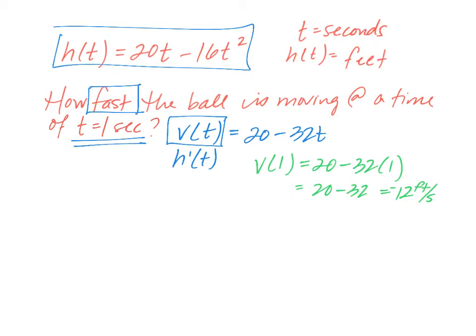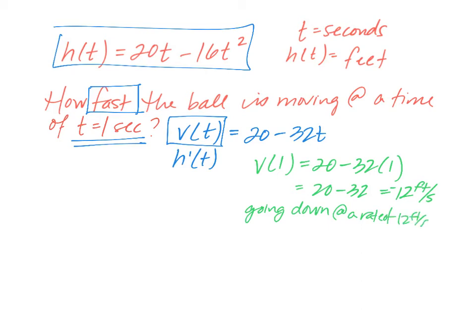Again, units for velocity are the distance or displacement units over time. And this negative has a really big meaning in this problem. Since we're talking about up and down motion, and the ball is being thrown up in the air, this negative means that it's going down at a rate of 12 feet per second.